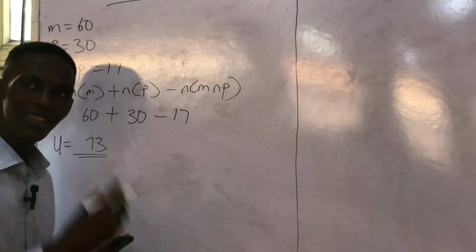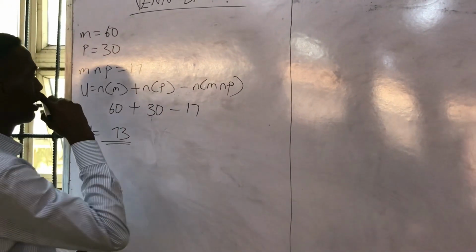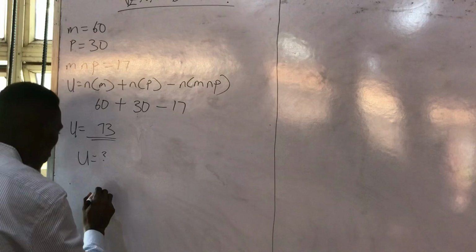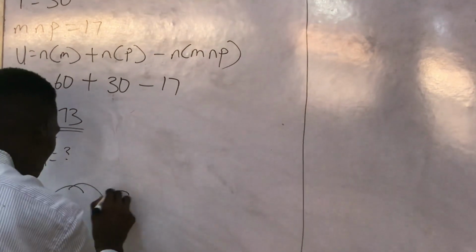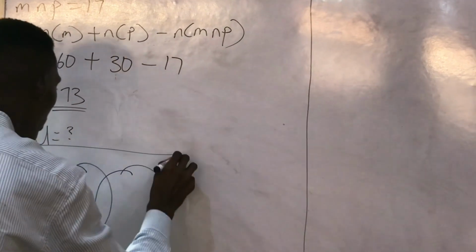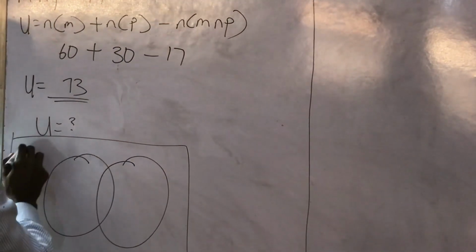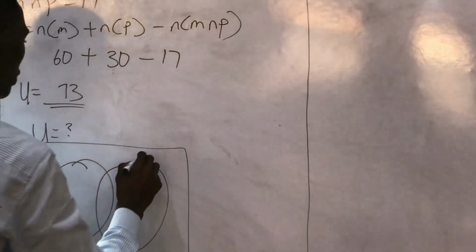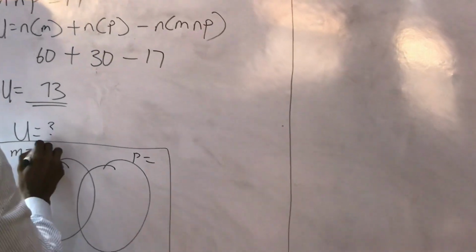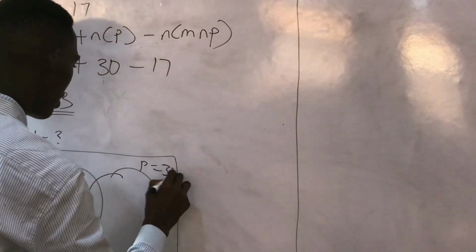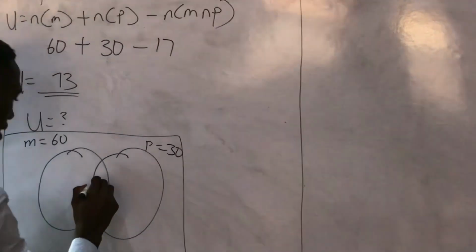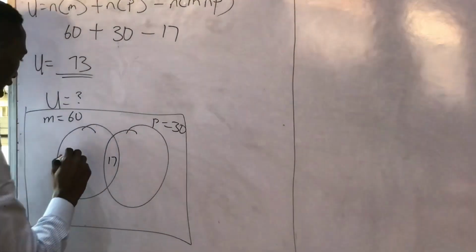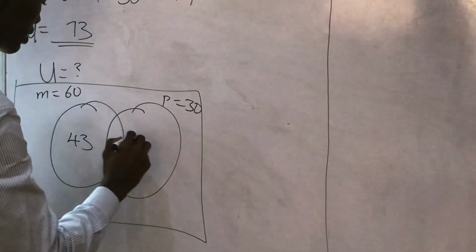But if you are to represent it using a Venn diagram, our universal set is unknown. Then we draw two circles because it consists of two variables. I want you to know that this only applies to the one that has neither nor. So this is our maths, this is our physics. Our maths is equal to 60, our physics is equal to 30, and we're told that our M intersection P is 17. So to get our maths only and physics only, this will be 60 minus 17, and that will be 43. 30 minus 17 gives us 13.